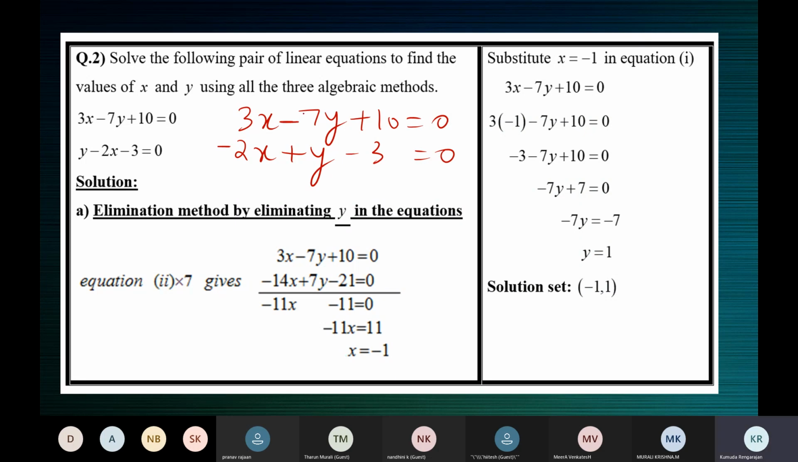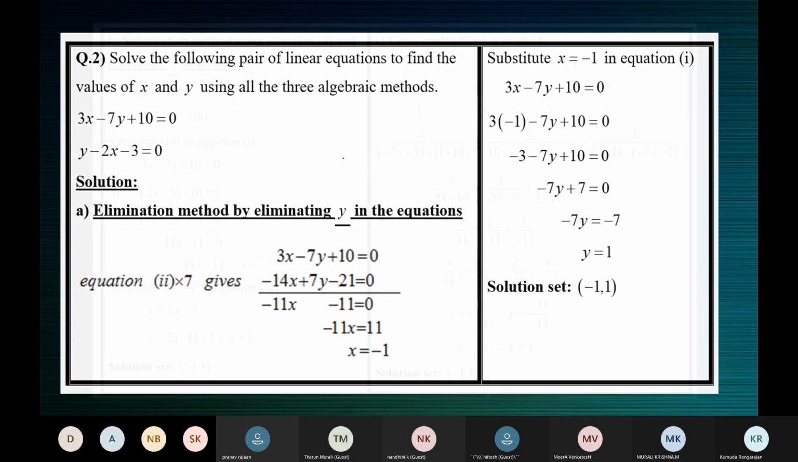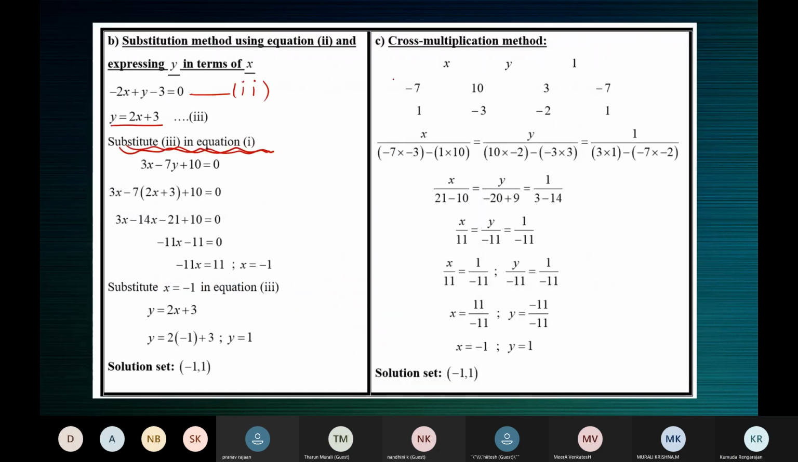So in the cross multiplication method, the first column of numbers will be minus 7 and 1. Then it will be 10 and minus 3. Then 3 and minus 2, and again minus 7 and 1. I was talking about these.